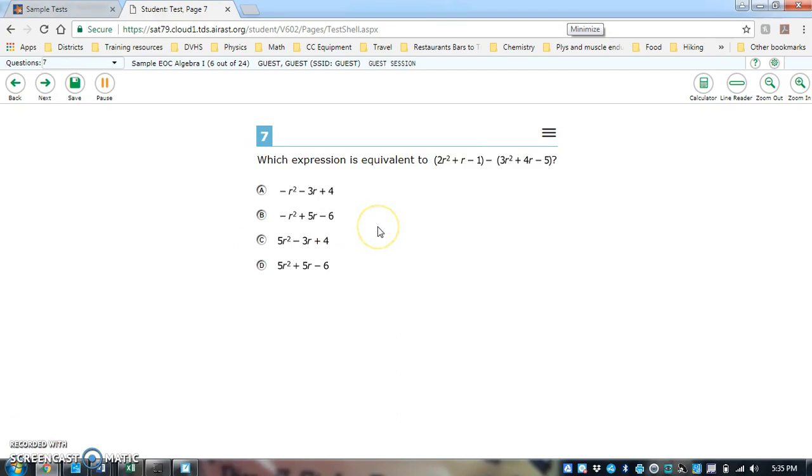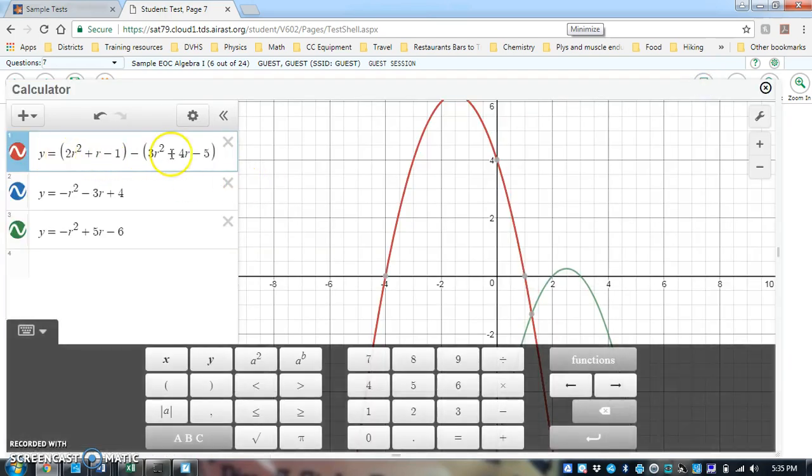All right, which expression is equivalent? So here we have subtraction of polynomials. The big key here is to know that we're going to distribute our negative to each term in the second polynomial. So positive 3r squared becomes minus 3r squared, 4r becomes minus 4r, and negative 5 becomes positive 5. And then you add like terms. That's one way to do it. The second way to do it is enter in the expression as an equation, y equals, and you'll get this.